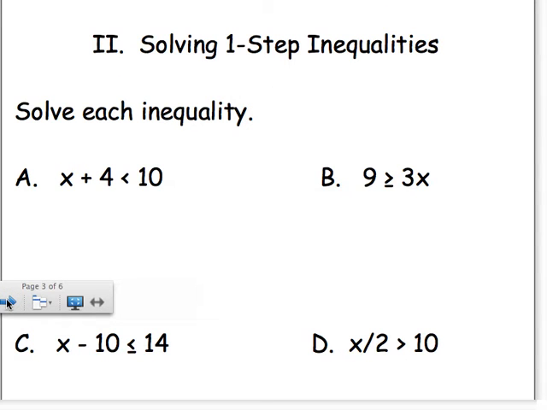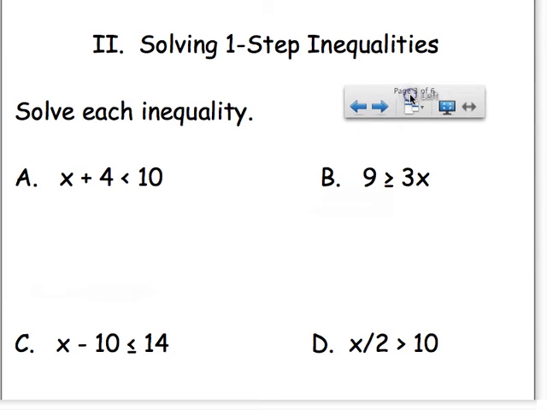Now, I want to actually solve first one-step inequalities. So, bottom line for solving one-step inequalities is it's the same thing as solving one-step equations. The only difference is, instead of x having one answer, like x equals 5, x can have many values, such as x is less than 5. There'll be multiple answers that it could be. Because if x is less than 5, it could be 4, 3, 2, 1, 0, negative 1, etc.